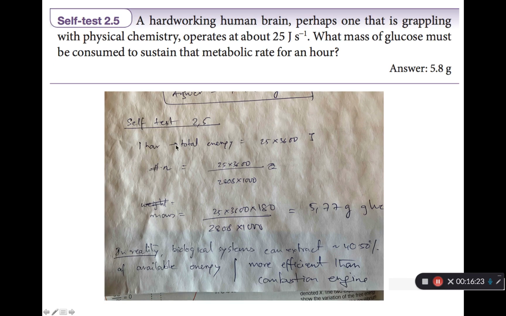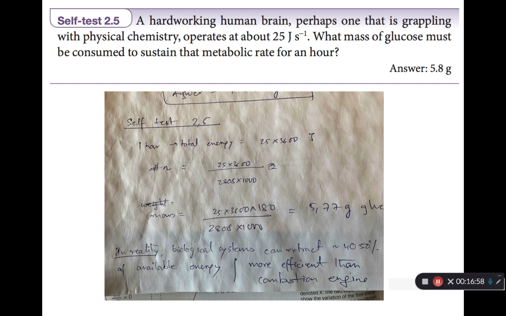In 1 hour, the total energy required is the energy required in 1 second multiplied by the total number of seconds. So this is so many joules. The energy provided by 1 mole of glucose is 2808 times 1000, because remember it was 2808 kilojoules. So the number of moles of glucose required is this number divided by this number, and the mass, of course, is the number of moles multiplied by the molecular weight of glucose. So this is about 6 grams of glucose for an hour. Doesn't sound like a lot.